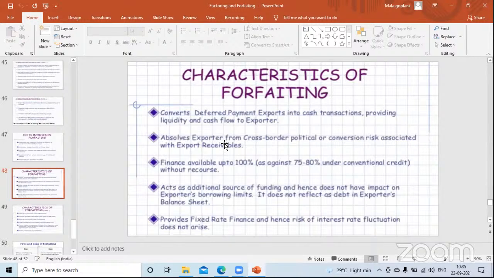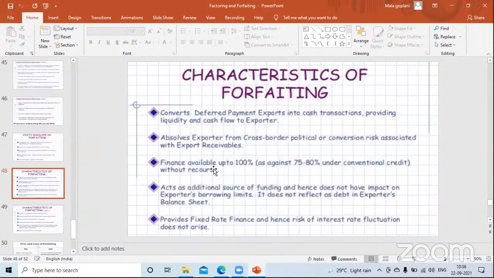Absolves exporter from cross-border political or conversion risk associated with the export receivables. Suppose if you are not taking forfeiting services, you don't have any expert idea how to cross the political borders and how to minimize the risk factor which is involved in other countries, other markets outside India. You do not know, but a forfeiter knows how to deal with all these legal formalities. So therefore, absolves means it gives you the solution for these problems.